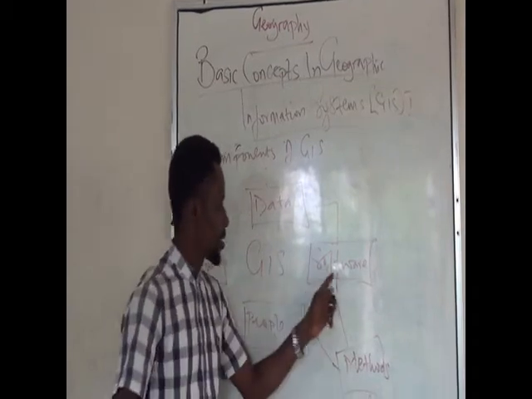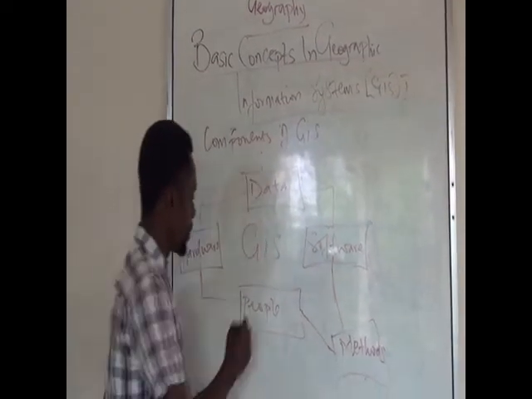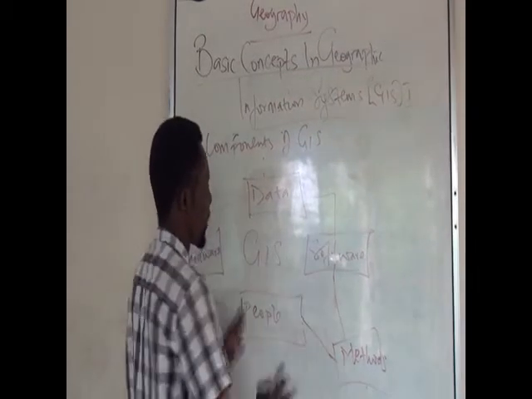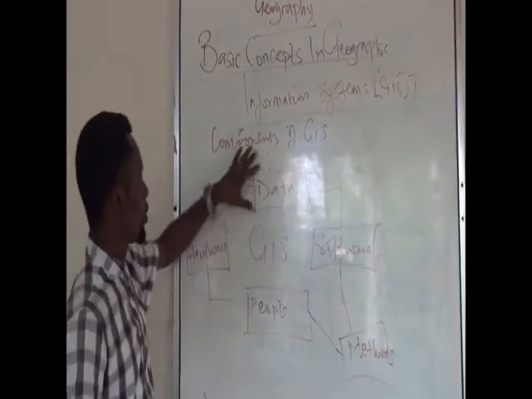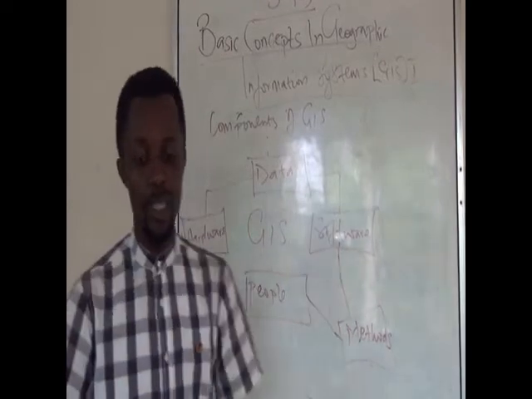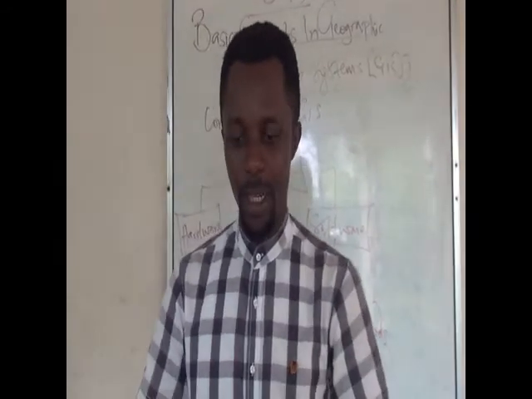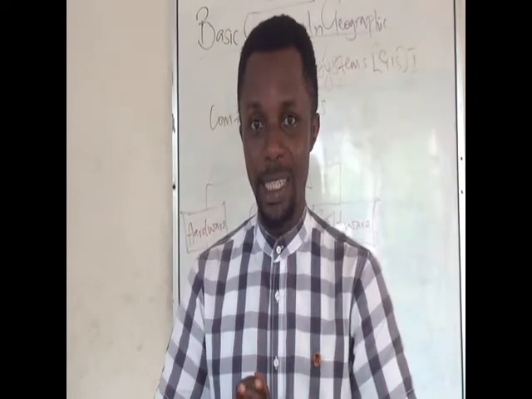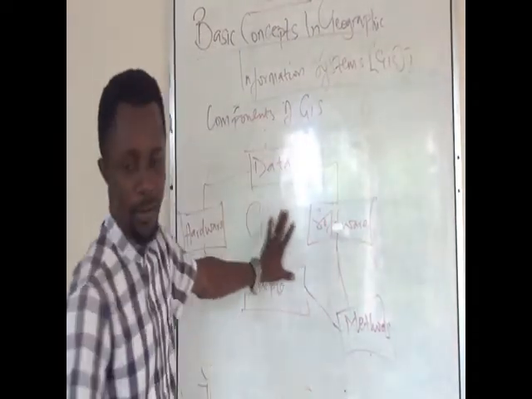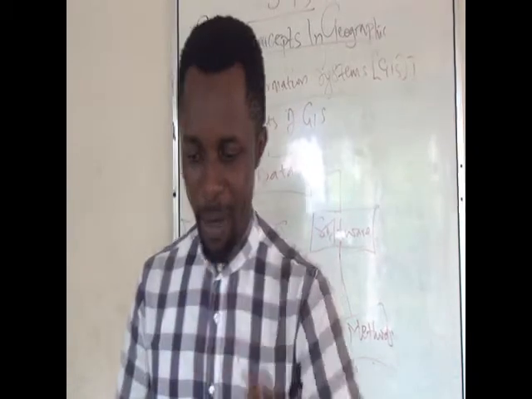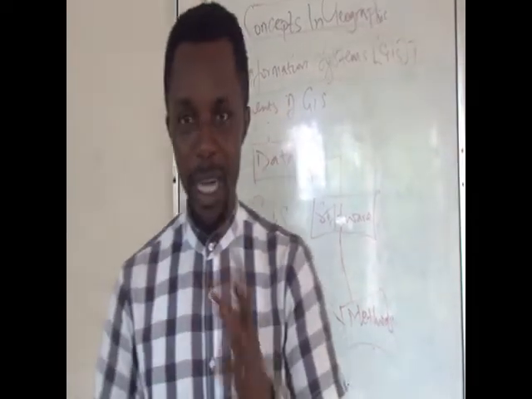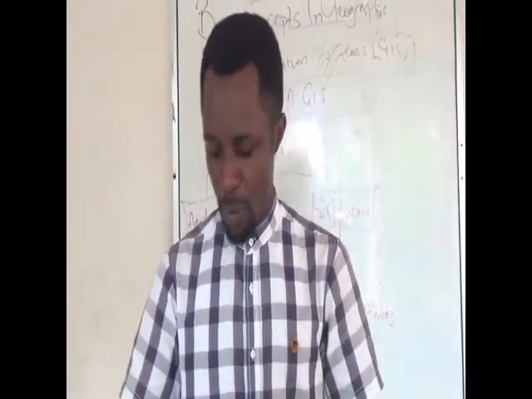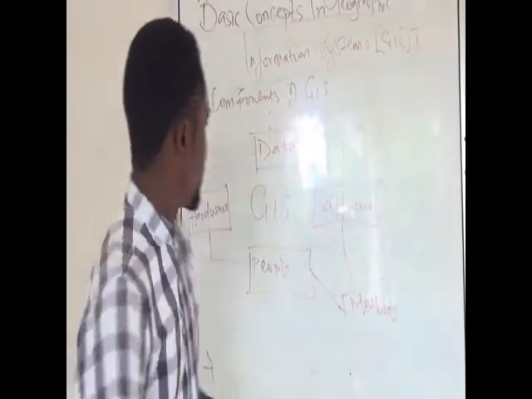Data, software, hardware, people, and methods. All these 5 make up what we call GIS. So we are going to take them one after the other. We said a working GIS integrates 5 key components, like you can see on the board. We have hardware, we have software, we have data, we have people, and we have methods. So we take the first one, hardware.